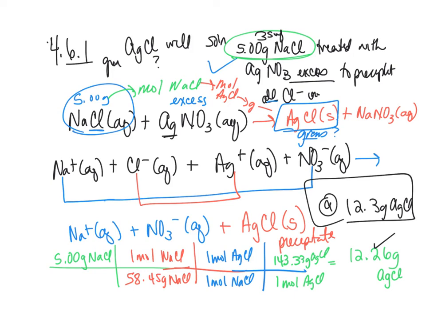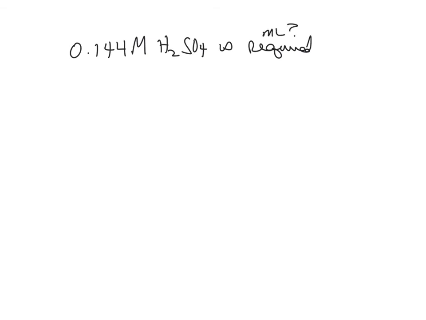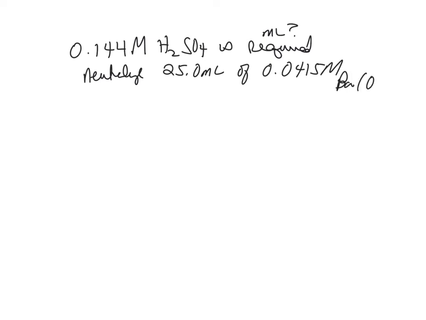All right, so here we have, what is the volume of 0.144 molar solution of sulfuric acid is required? Let's try to write that properly. So we want to know how many milliliters is required to neutralize 25.0 milliliters of a 0.0415 molar solution of barium hydroxide.